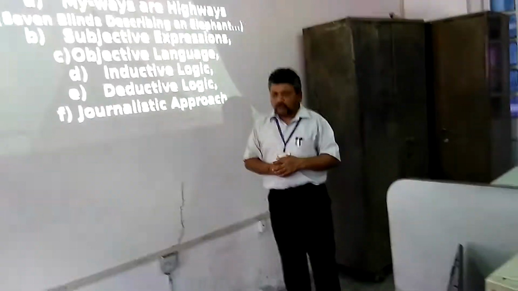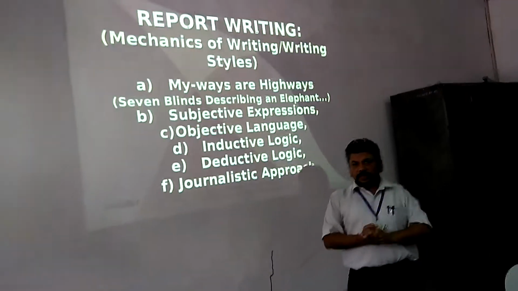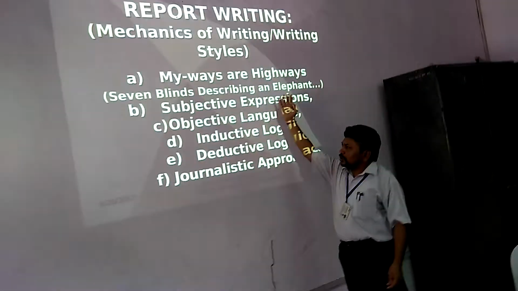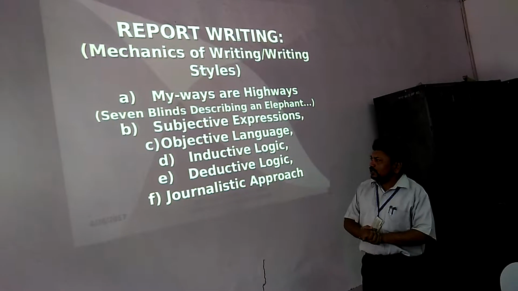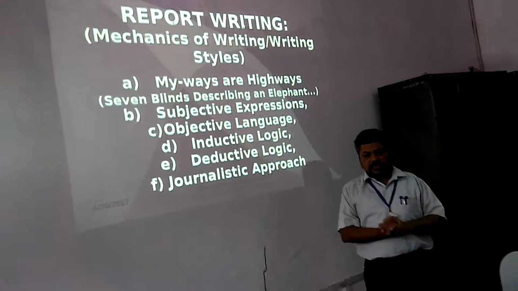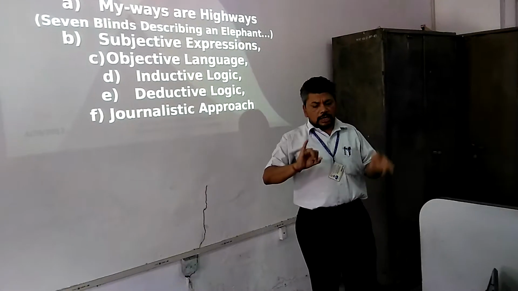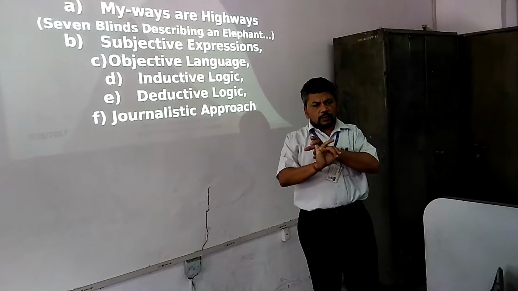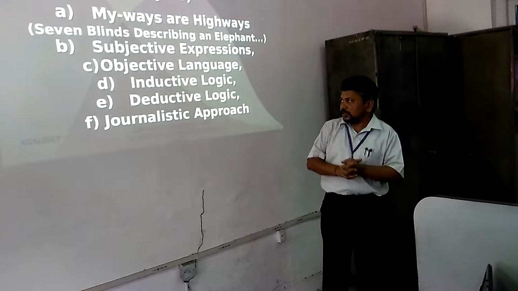So no two reporters of the world can report the same incident in the same way. And here the idea of my ways are highways should not be there. Seven blind persons describing an elephant. Then moving to subjective expressions, we have already seen some examples. Subjective expressions have a lot of use of personal pronouns like I, my, me, we, us, you, your, they, their, them, something like that.